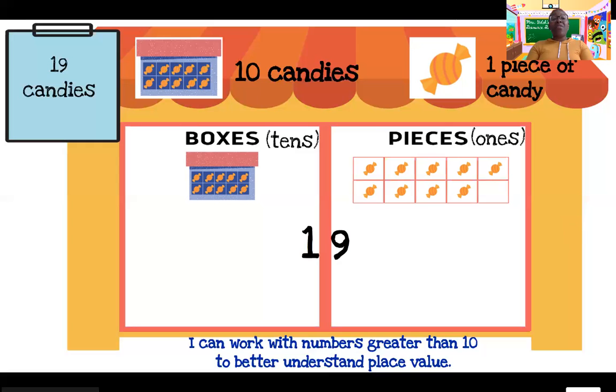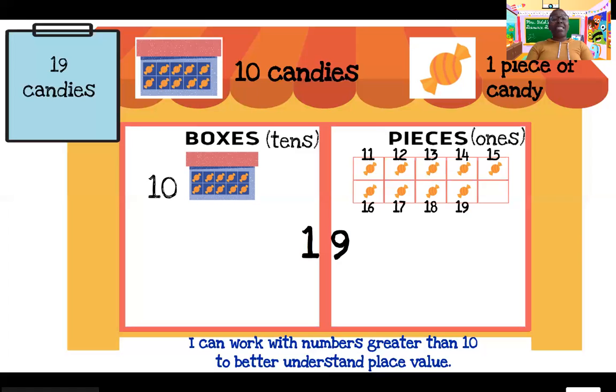because we know that a box represents 10. So we can start with the number 10. Well, after the number 10, if we go back to the 1 side to count pieces, what is the next number? That's right. Let's count. 11, 12, 13, 14, 15, 16, 17, 18, 19.